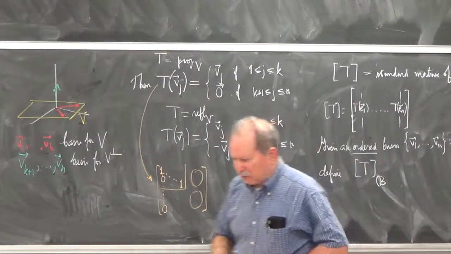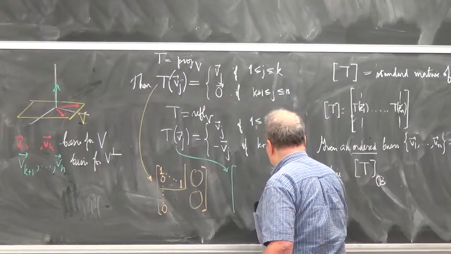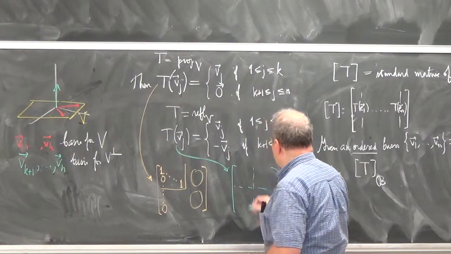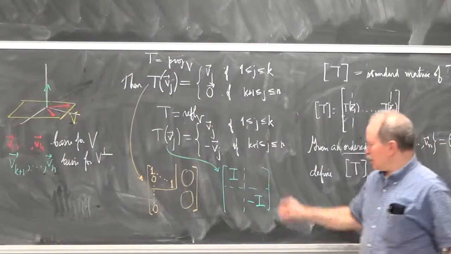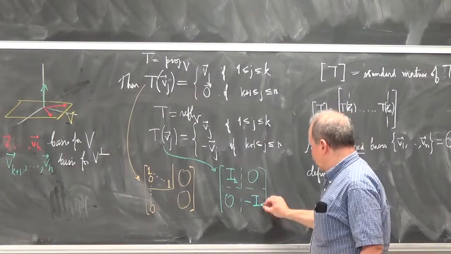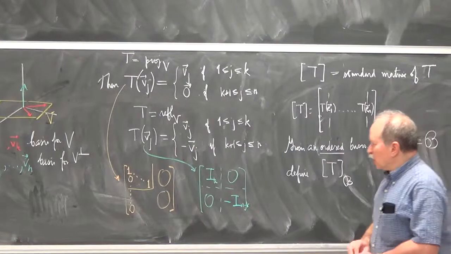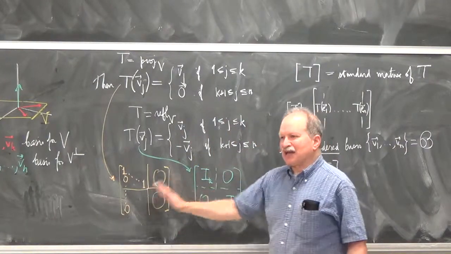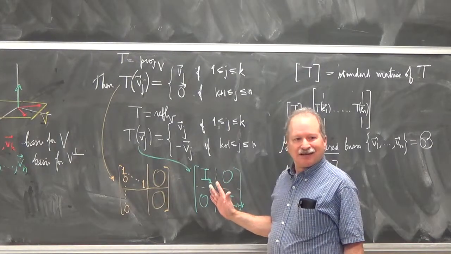And if I were doing the reflection matrix, what would it be? The first k columns look the same, and then the final columns have negatives. So would you agree it would look like that? This is a little k by k identity matrix, and a little n minus k by n minus k identity matrix there. So clearly, if someone hands you these matrices and says, this is representing a linear map in some basis, you say, oh, I know exactly what the linear map's doing.